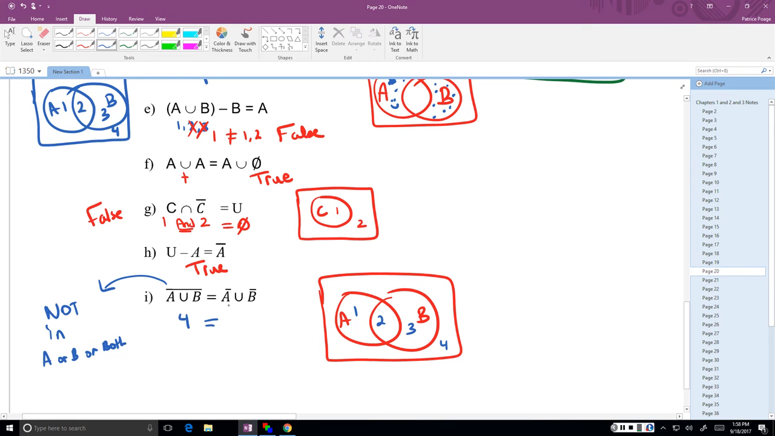On this side, it's different because this one says it's not in A, plus not in B. So which elements are not in A? 3 and 4. Plus, I want to add the elements not in B without repeating. So 1 and 4. So is this true or false? False.